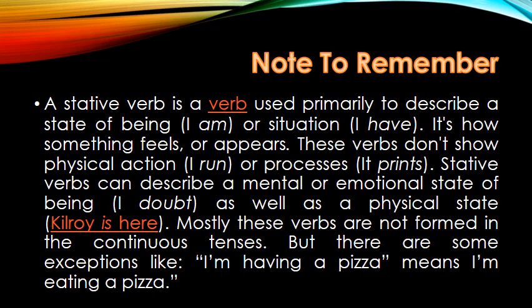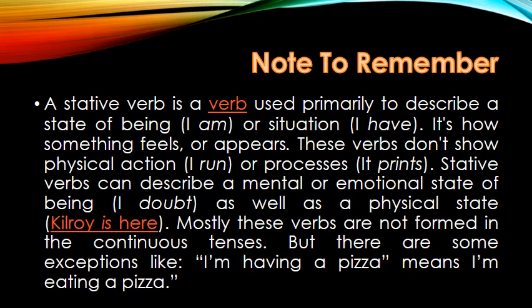Important note when using the progressive tenses. If you remember, I mentioned this note before when we took the past progressive. What about stative verbs? A stative verb is a verb used primarily to describe a state of being, I am, or a situation, I have, or ownership, when you have something. It's how something feels or appears. When we're talking about feelings or appearance, these verbs do not show physical action, and we call them stative verbs.